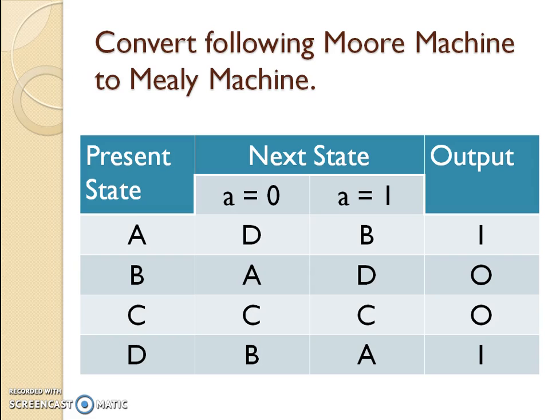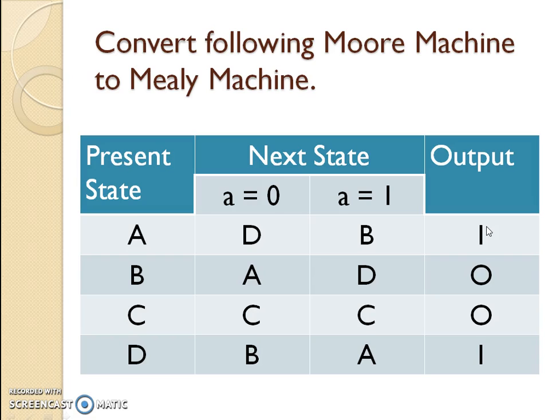Now this is the example for conversion. Convert the following Moore machine to a Mealy machine. Sometimes it may happen that the example is given in terms of a transition diagram, meaning instead of a transition table, a transition graph is given for the Moore machine. Then in this case, first you should convert that transition graph to a transition table and then start the conversion. Now in this Moore machine, there are 4 present states A, B, C, D. Input alphabets are 0 and 1 and output alphabets are again 0 and 1.